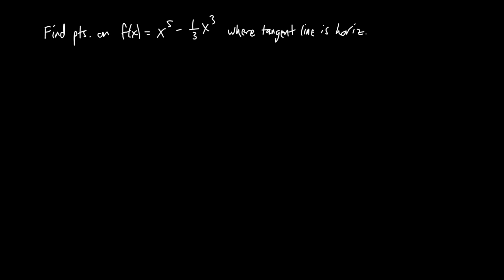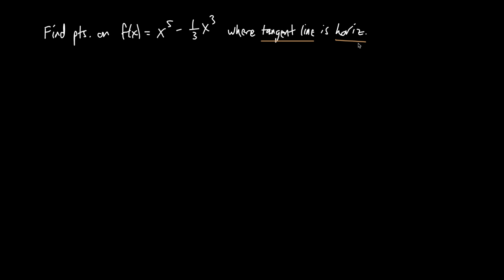In this problem, we're being asked to find all of the points on the curve f of x equals x to the power 5 minus 1/3 x cubed, where the tangent line is horizontal. So, first things first, I want to find where the tangent line is horizontal.